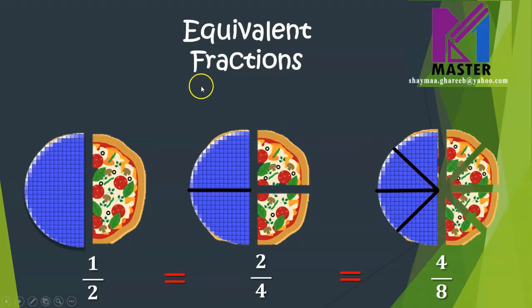That's why we call them equivalent fractions. So equivalent fractions mean equal fractions. Fractions that have the same value, but the only difference is they use different numbers. So here it's half, this one also half, this one also half. But here we wrote it as 1 over 2, here we wrote it as 2 over 4, and here we wrote it as 4 over 8. So equivalent fractions are equal fractions with different numbers.